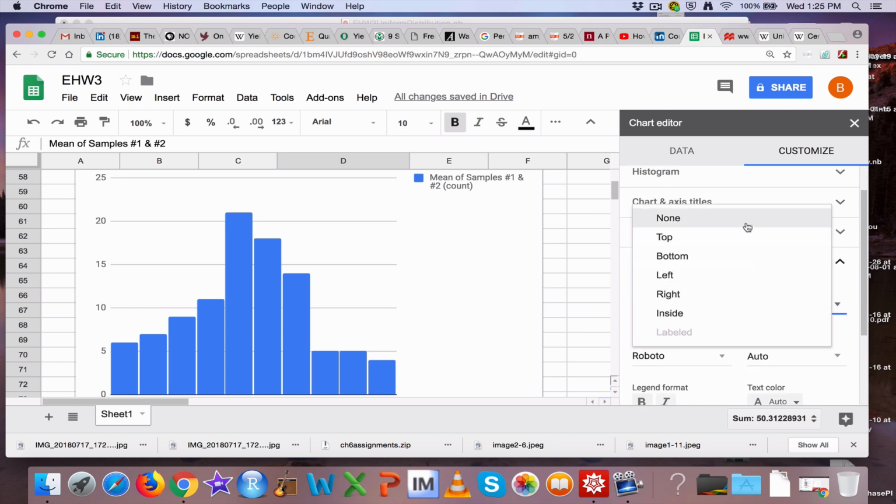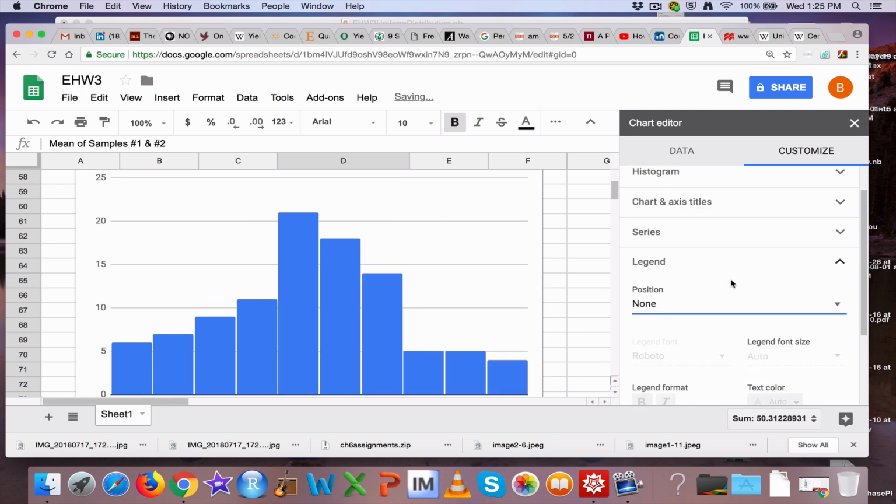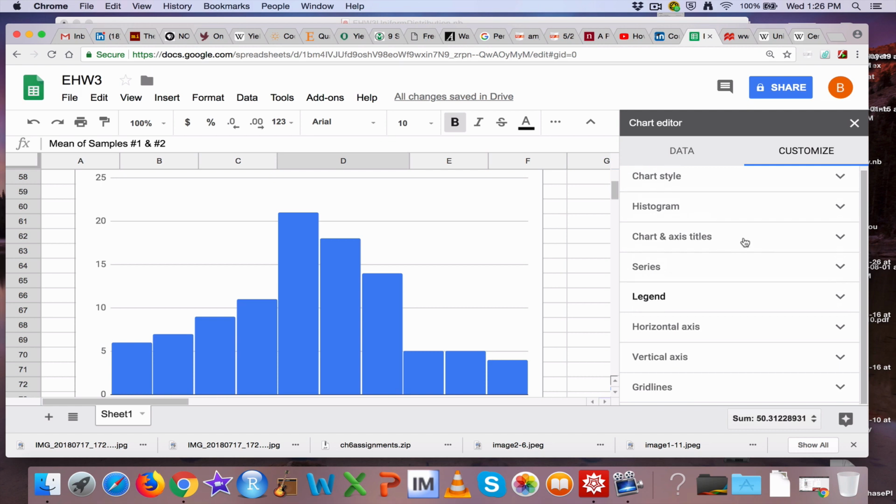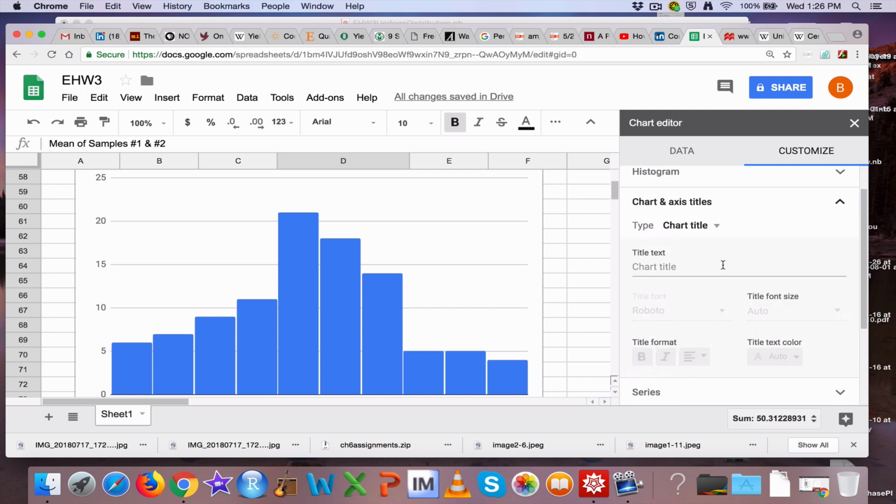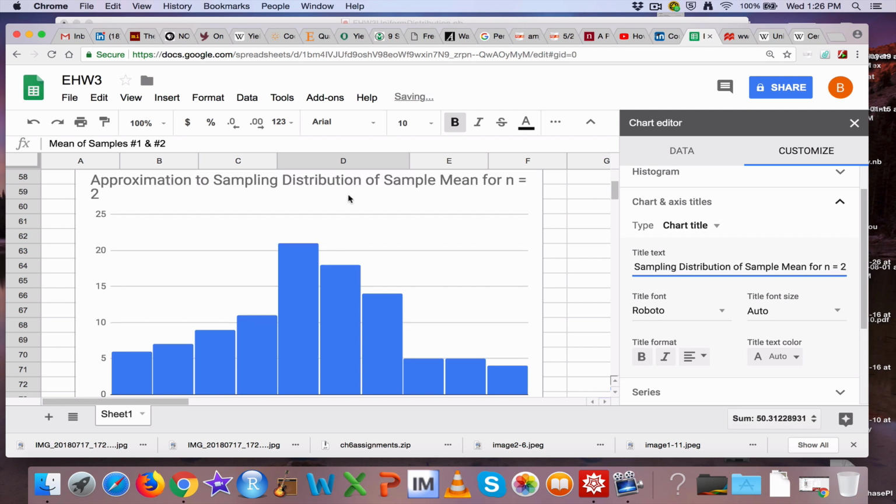So you could do a none there, then I got rid of it. You should label the axes. You should give the chart a title. Something like, approximation to sampling distribution of sample mean for n equals 2. Okay, there, and you can make that smaller if you like to fit it better.